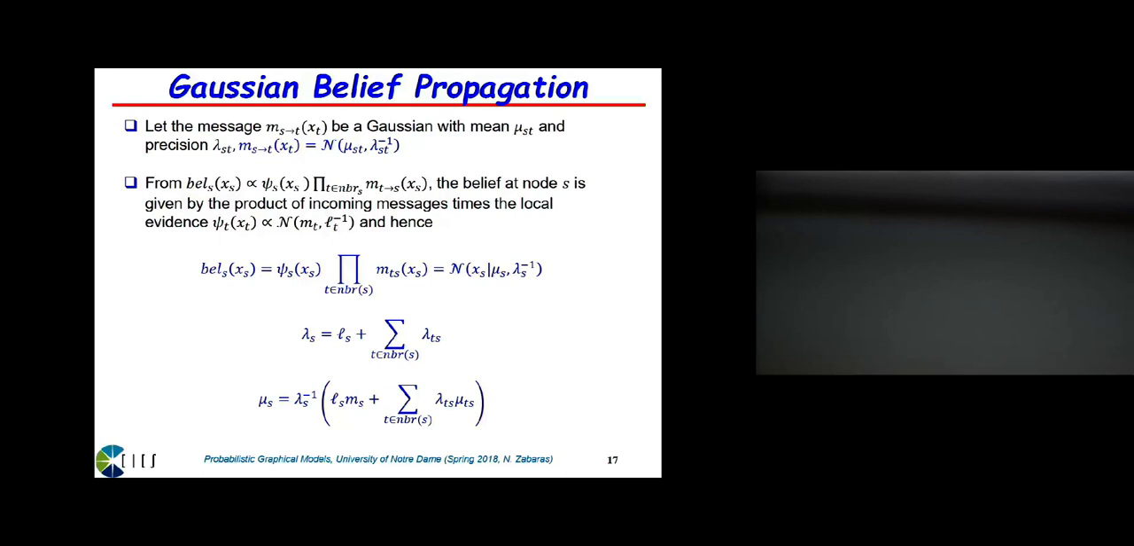If you write the messages to have a mean mu st and precision lambda st, and you multiply all of this, then you get a nice formula for the belief of node XS to be lambda s. Lambda s, I remind you, comes from the precision of this single node potential plus the sum of the precisions of all the messages arriving from the neighbors to node T. So a very nice formula to update Gaussian messages.